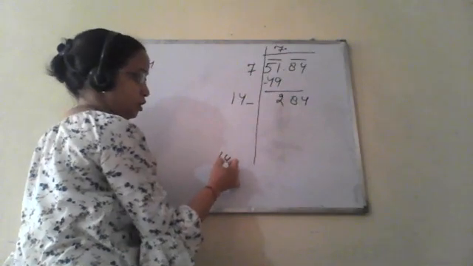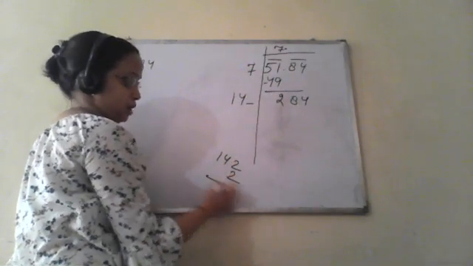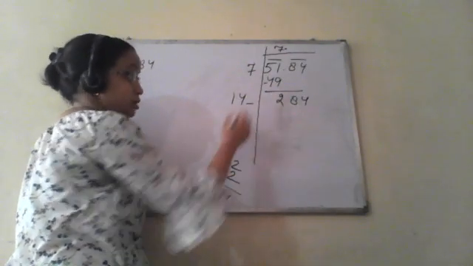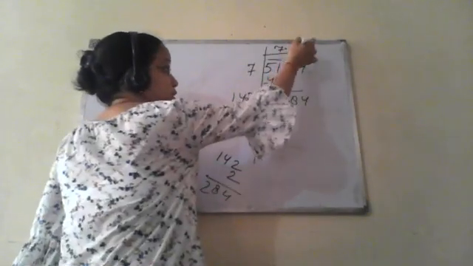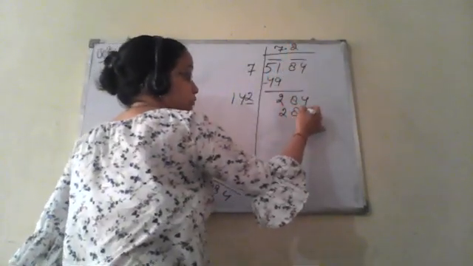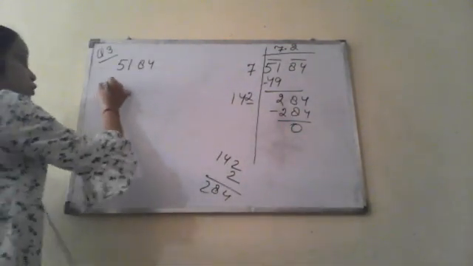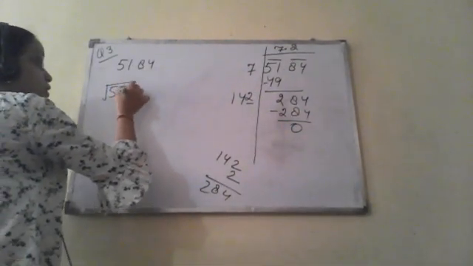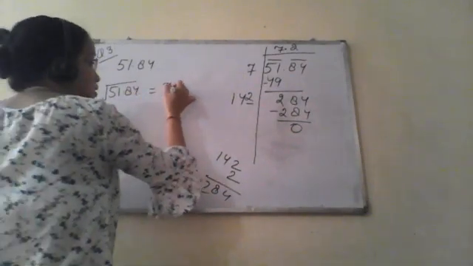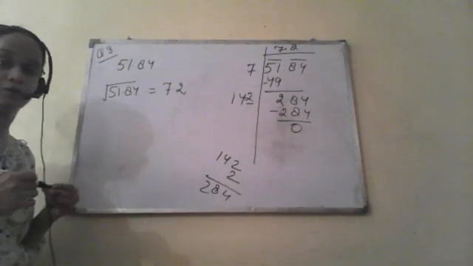So now 142, 2 times. So we will write 2 here and 2 here. So it is 284. Remainder is 0. The square root of 51.84 is 7.2. Clear?